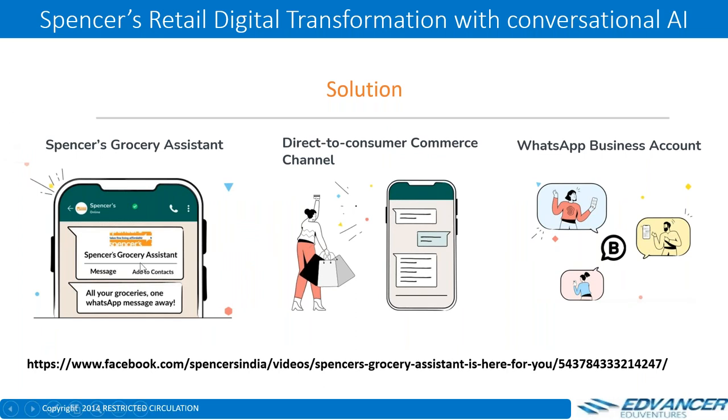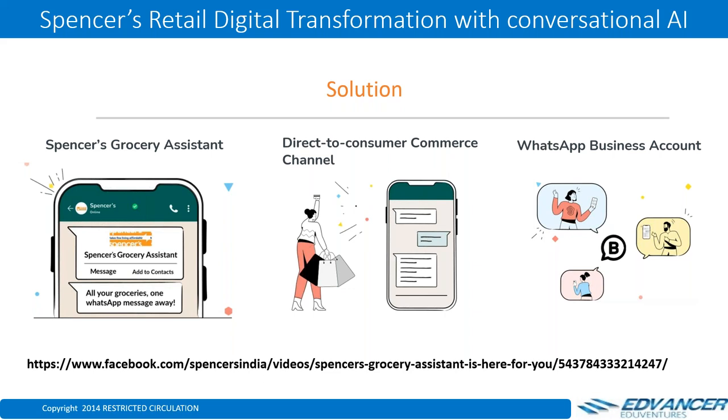So I hope you get the idea of what they were doing. They created a chatbot that was embedded into WhatsApp, and you are able to order your essential needs directly from WhatsApp. You don't even need to install any app or browse any particular website to order your essentials. So this was the transformation.